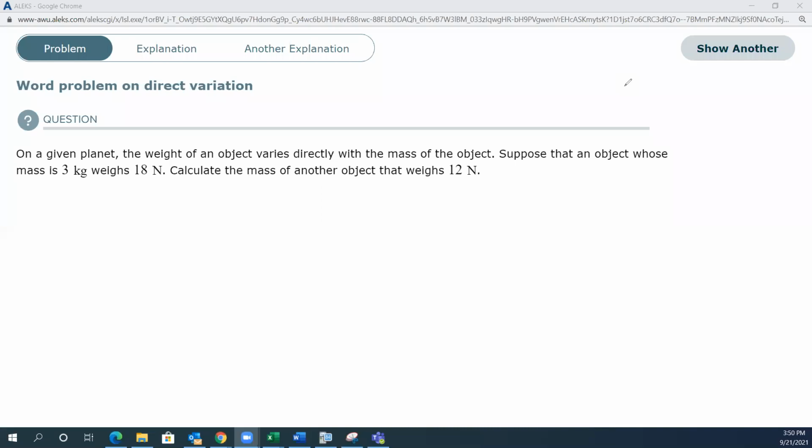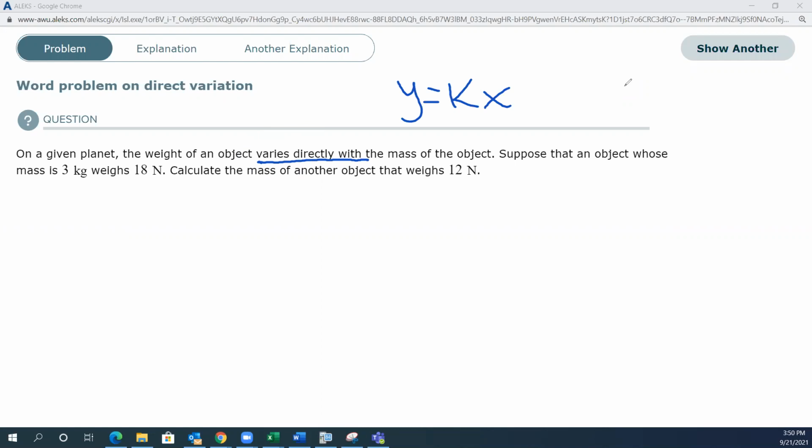Okay, let's do a word problem. It's going to be really similar to the last one, except now there's a story, so it's more interesting. On a given planet, the weight of an object varies directly with the mass of the object. Aha, sentence number 1, varies directly with. So I see direct variation, so immediately I'm thinking the y equals kx formula.